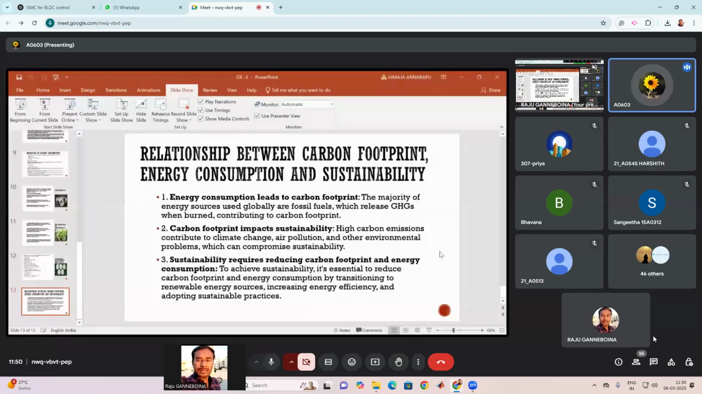Nowadays, carbon footprint is the main thing which is affecting the climate. So if we reduce the carbon footprint and if we use renewable energy resources, then we could attain sustainability.